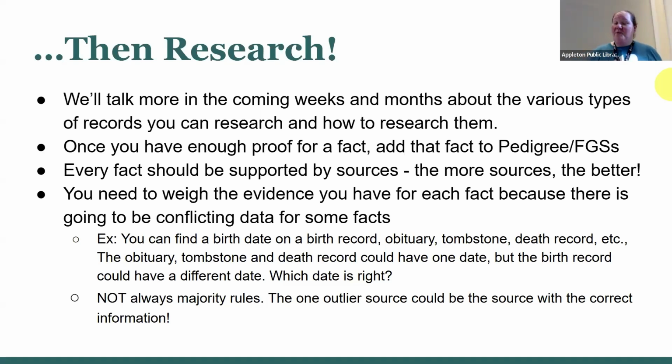It's not always majority rules, because if you think about it, that obituary, that tombstone, that death record, that was all created after that person died. And that person who it's about isn't giving that information because they're dead. They can't tell you this is when my birthday was. It was their kid who gave that information, or a brother or sister who gave that information, who hopefully were correct, but maybe it was a little off. So sometimes that one outlier source, which is the birth record, could be the source with the correct information.